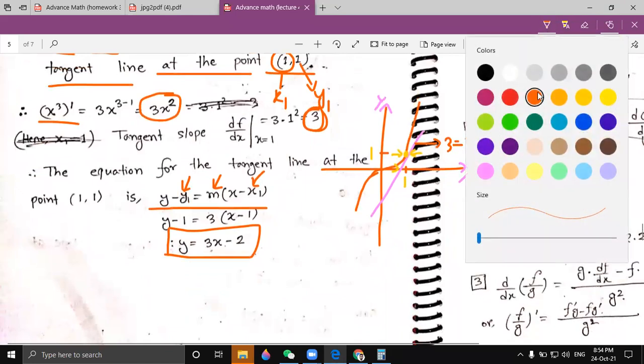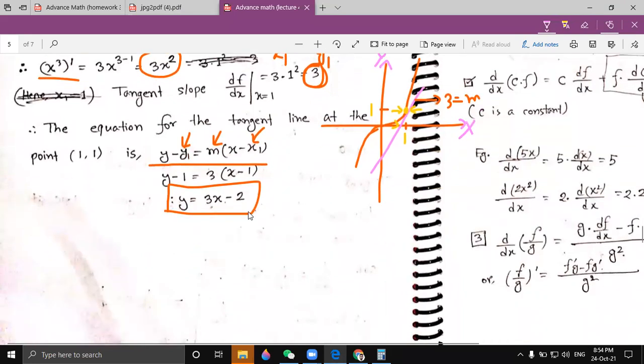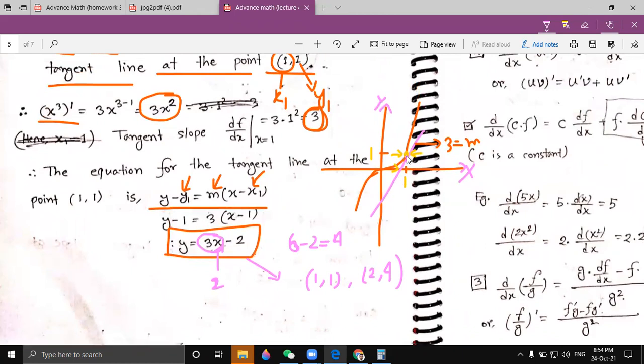For example, how do we draw this graph? If you plug in the value x is equal to 1, this will be 3 into 1 minus 2, that means 3 minus 2, that is 1. So if x is equal to 1, y is equal to 1. Now put x is equal to 2 here: 3 multiplied by 2 is 6, minus 2, that is 4. So if x is equal to 2, y is equal to 4. Now let's put these 2 points in our graph. The first point will be here, and the second one, 2, 4: 1, 2, 3, 4. So it will be somewhere around here. If I make this line a little bit bigger, you can see it is touching this point. This way our graph is drawn.